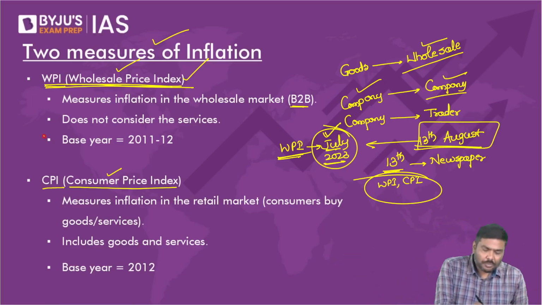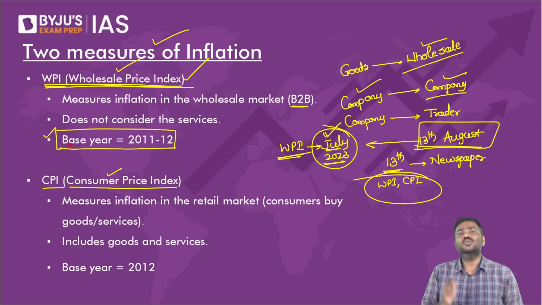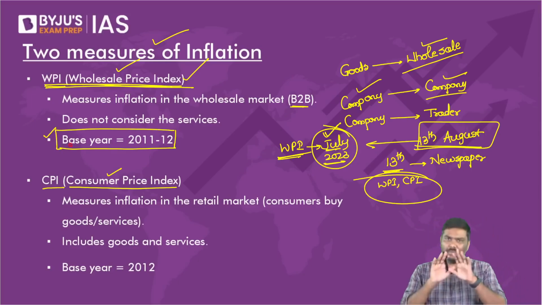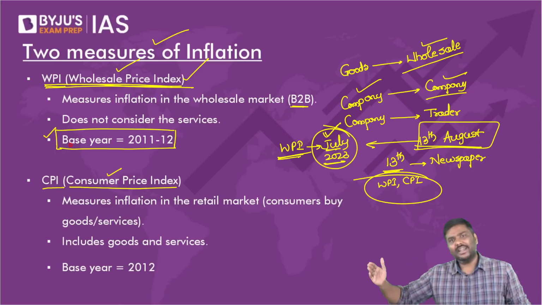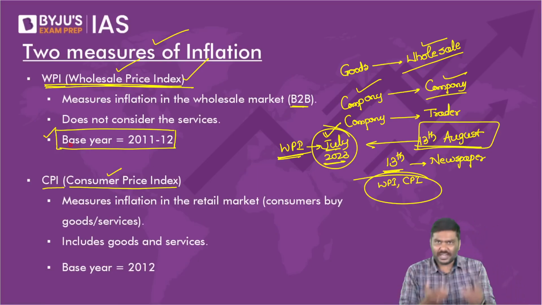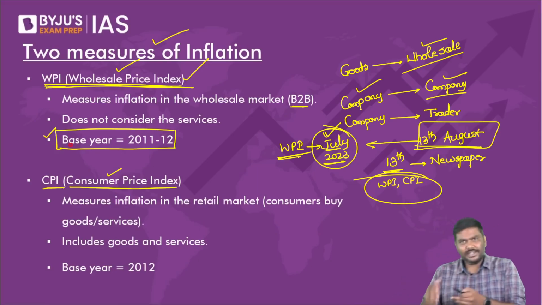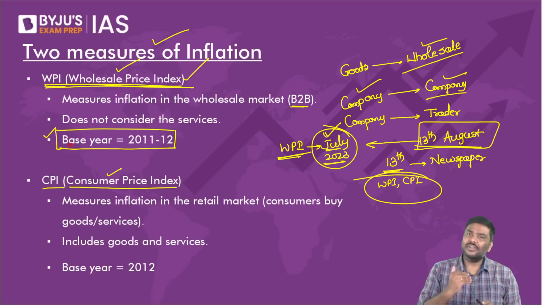In case of WPI, the base year for the calculation is 2011-12. Please don't start asking me about the base year. Today, maybe in the second half or tomorrow, we'll definitely discuss it. Have patience. How the base year is useful and how we use it, I'll show you with calculations. So for WPI, the base year is 2011-12.